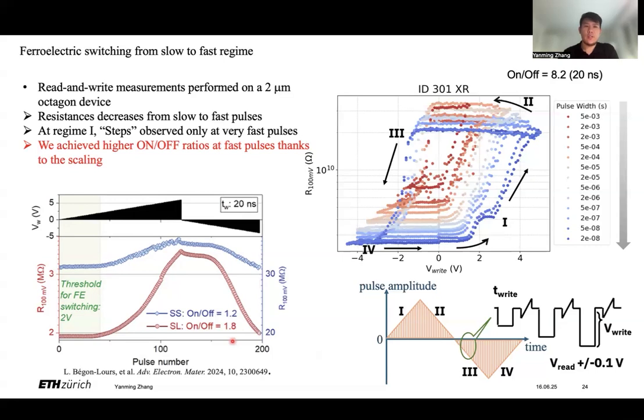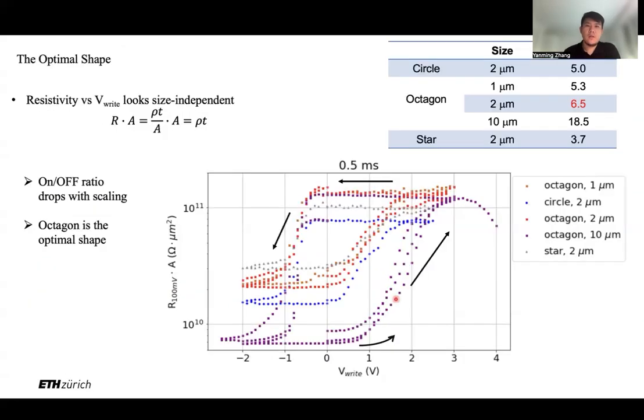Compared to our previous work, where we had an on-off ratio of only 1.8 on the HfO2 superlattice at 20 nanoseconds, here we have a more decent on-off ratio of around 8 at 20 nanoseconds, thanks to the scaling. We can also compare the shapes by these pulse measurements.